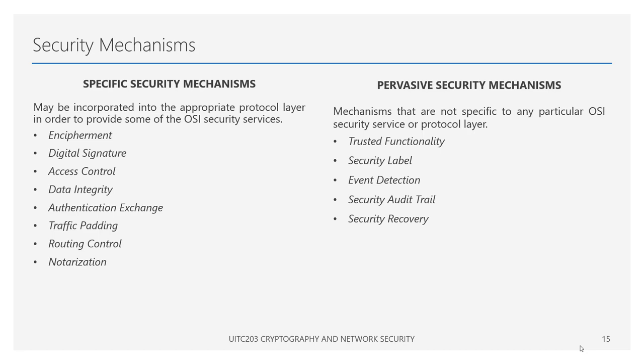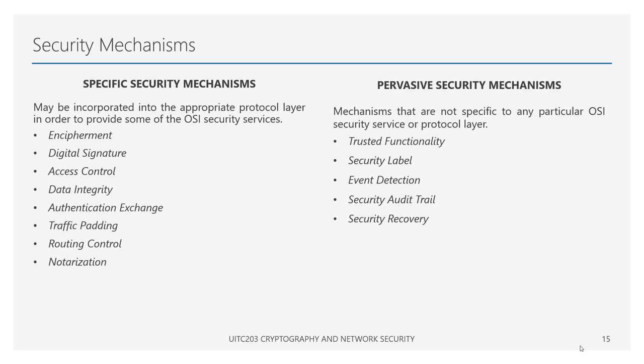Coming to the pervasive security mechanisms, trusted functionality ensures that the perceived data or resource is correct concerning a criterion like a security policy. Security label marks a resource to designate it as possessing the security attributes required for the communication. Event detection helps in the recording and detection of security relevant events like a policy violation.